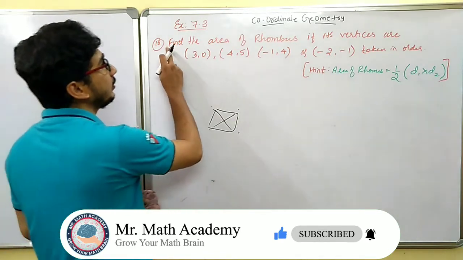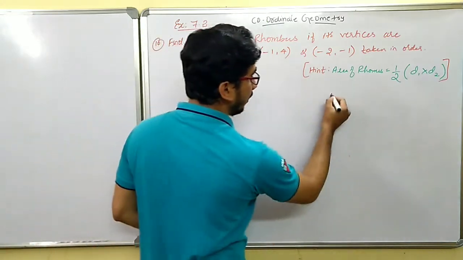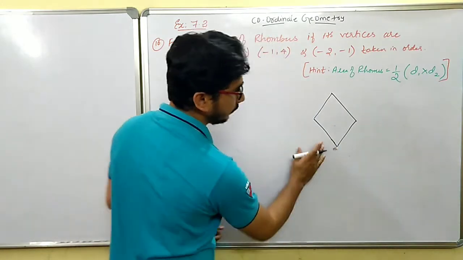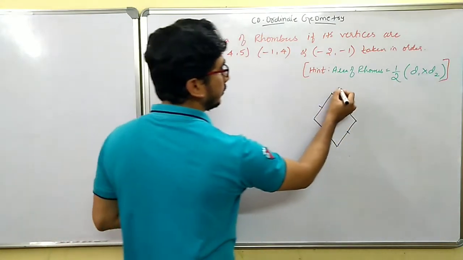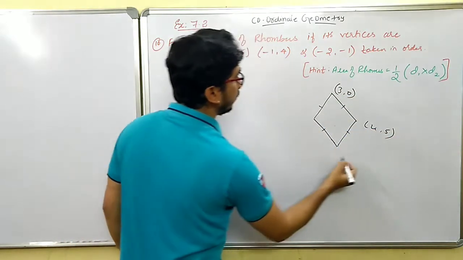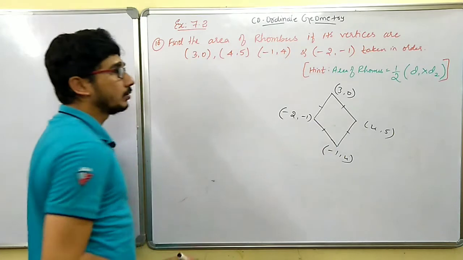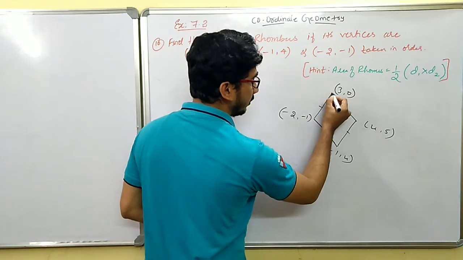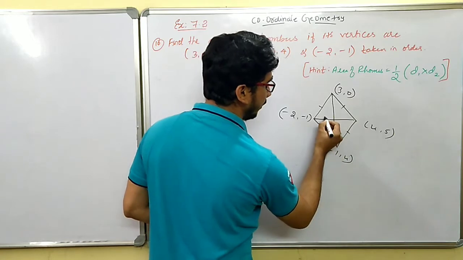But here they are directly telling us to find the area of the rhombus, which means what they have given is a rhombus only. So I'll write it like this. Think that all the sides are equal. I'll write the points in order: 3 comma 0, 4 comma 5, then minus 1 comma 4, then minus 2 comma minus 1. Now we have to find the area of the rhombus. For a rhombus we need the diagonals. Call them D1 and D2.